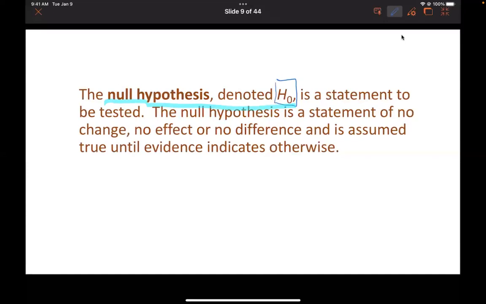My high school students call it the hoe. It's okay. If that's what it takes to remember it, then go for it.